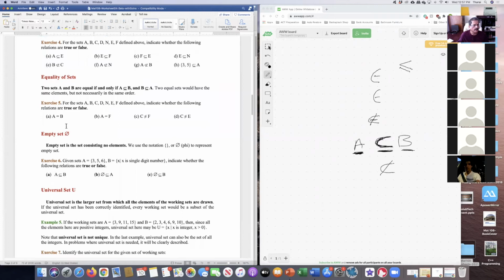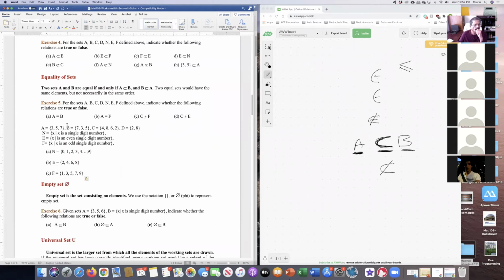Exercise 5. Size based on the sets A, B, C, D, N, E, F, which I'm pasting right here. For these, A equal to B, I just asked that question. It is true, right? A equal to B is true. A equal to F, is that true?